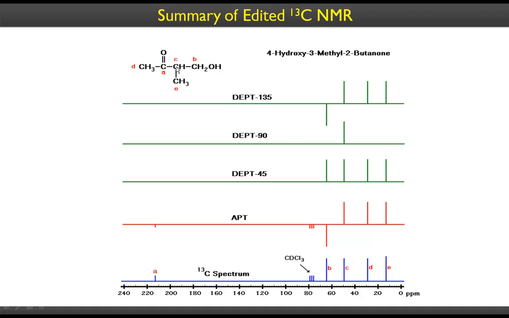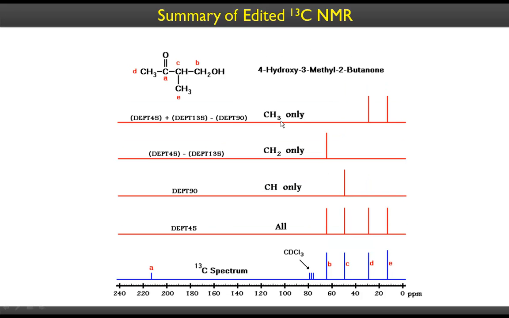I have one quaternary, and that is coming at 210, so that is a ketone carbonyl. And we have a methine that is seen in DEPT 90, so that carbon can be safely assigned to methine. Now we only have to assign methyls, and those are positive in DEPT 135. Because we already assigned this to methine and this to methylene, we are left with these 2, and those 2 are methyls. So that's how the different types of carbons are assigned in carbon NMR.